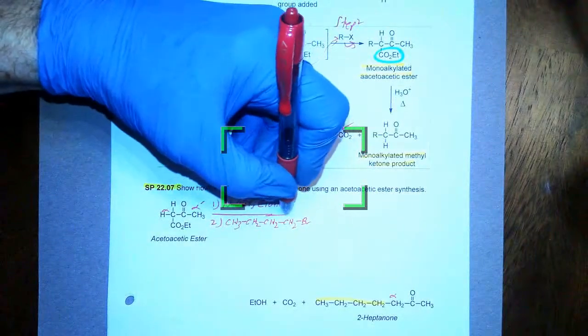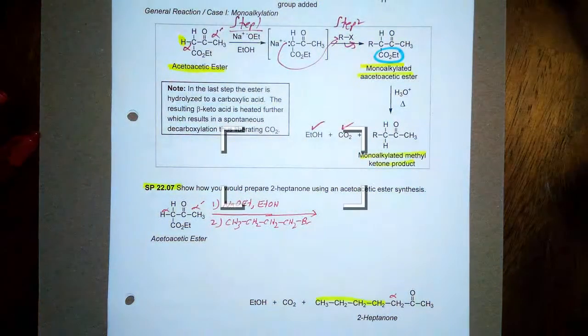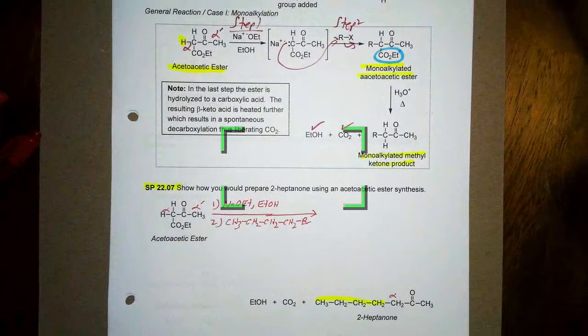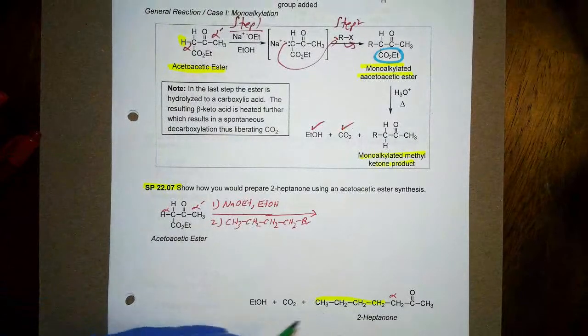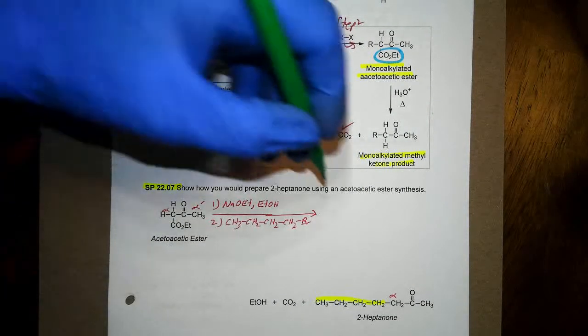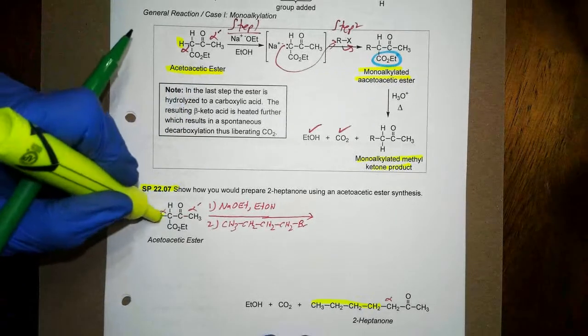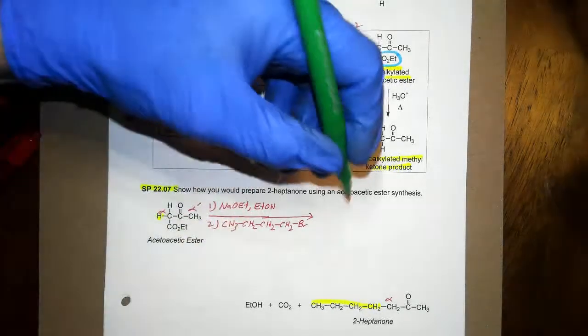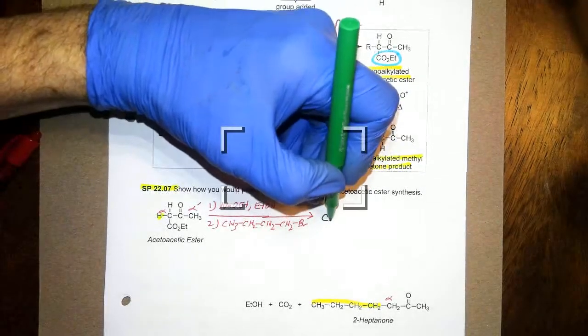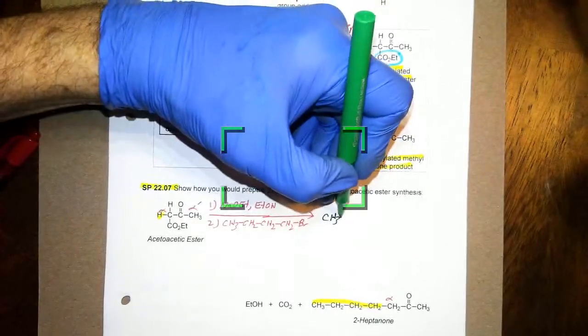Bromine seems to be pretty popular. Okay? And that's going to get us to what? It's going to get us to our first monoalkylated acetoacetic ester. So this whole molecule is intact, minus this one proton or that one. Okay, so let me sketch that in with you. So here's the alkyl group that you added, the butyl group.